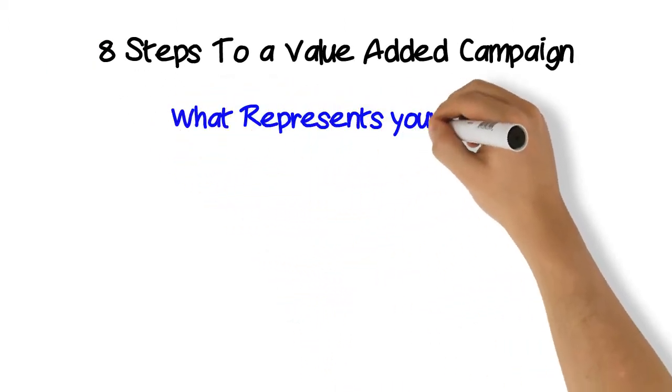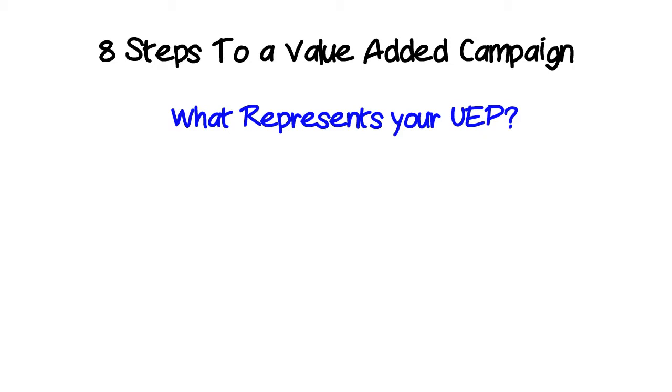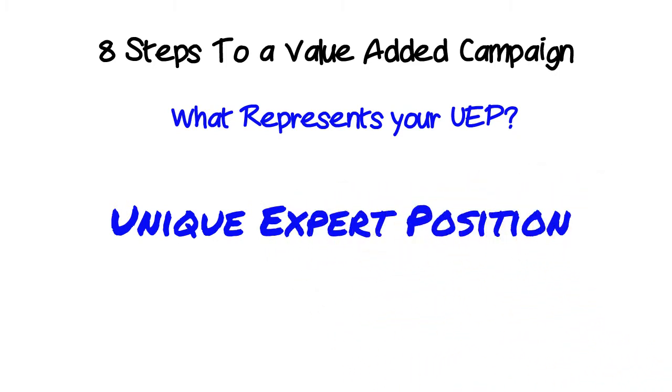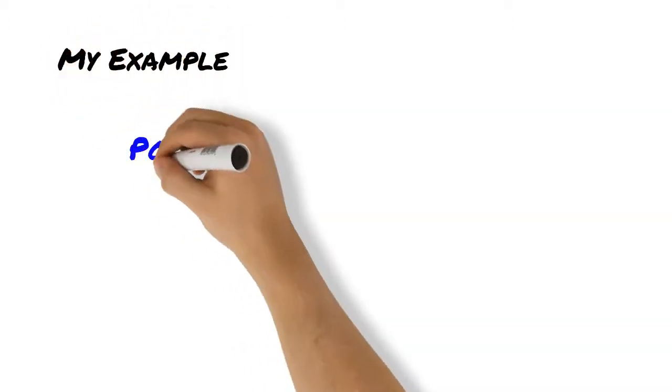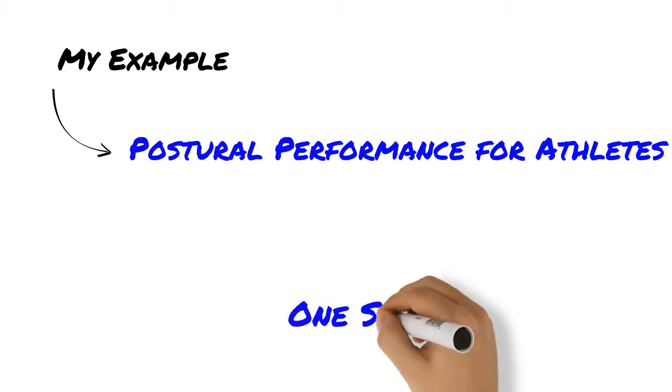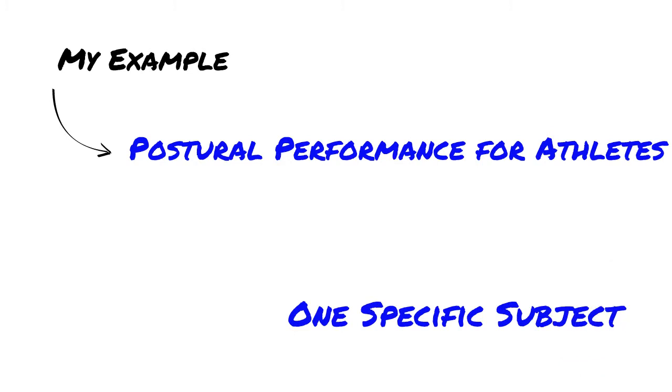First step, decide what you can deliver or teach. Pick the one thing that represents your UEP. I highly recommend always staying in line with your UEP, or your unique expert position. You don't want to get too far away from that, or you start to generalize yourself, and that's how you end up back in the crowd. We want to stand out. Since I'm creating this VAC for this video, we will use my UEP and decide on a posture correction for athletes campaign. There are a lot of things I could pick here, or even group together, but I want to pick one specific subject.